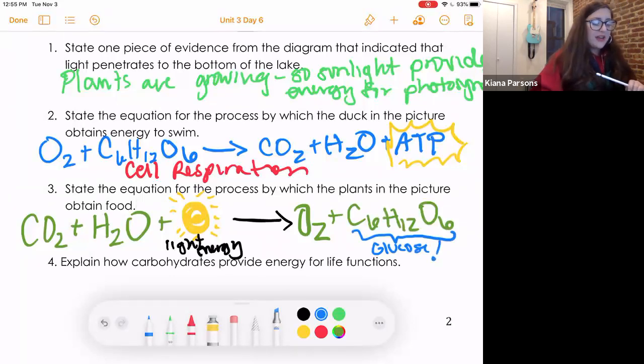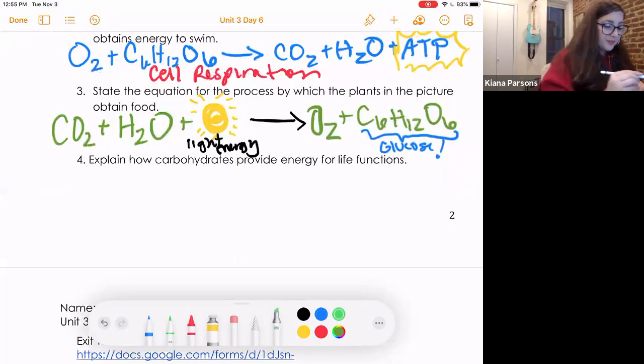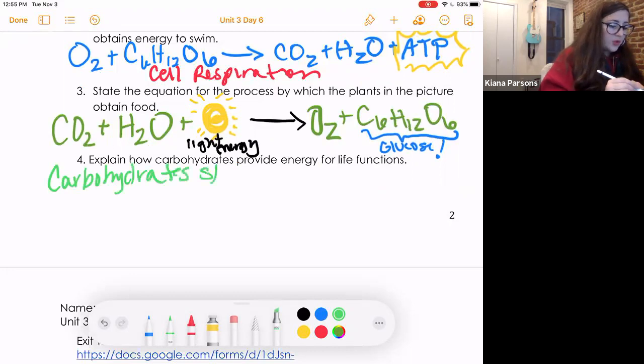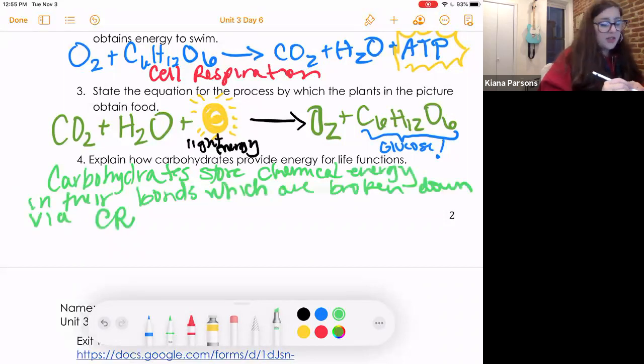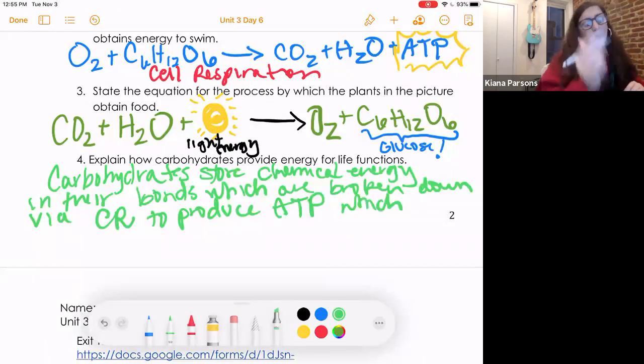Explain how carbohydrates provide energy for life functions. Carbohydrates store chemical energy in their bonds, which are broken down via the process of cellular respiration in the presence of oxygen to produce ATP, which is energy used by the cells to carry out life functions.